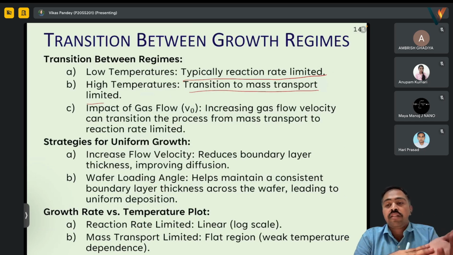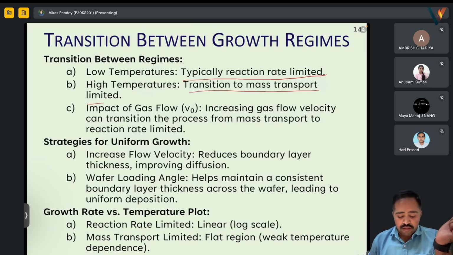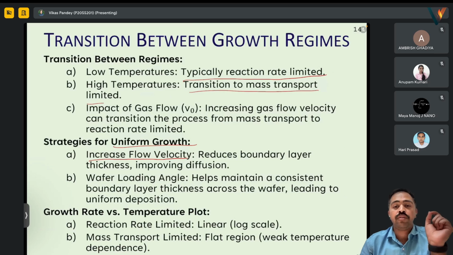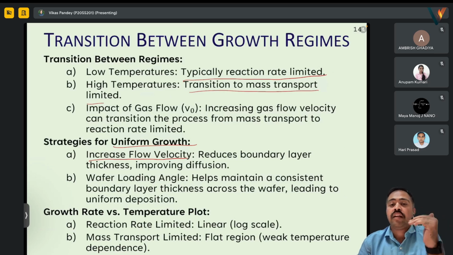What is the strategy? We have talked about that whenever we are talking about deposition, uniform growth is one very important thing. For a uniform growth rate, we have to increase flow velocity. This will reduce the boundary layer thickness, and that will improve deposition. So the molecules or the materials that we want will be easily available for the reaction.